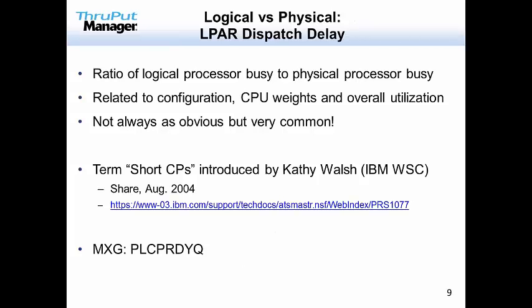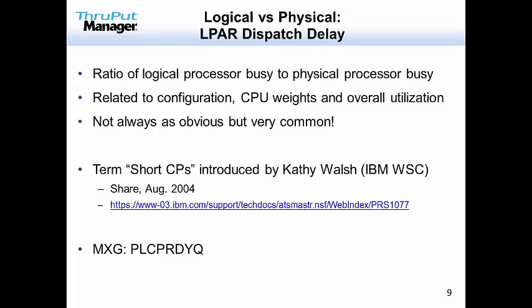So let's look now at logical versus physical. It's something called LPAR dispatch delay. We see this in Z-series machines. This is probably the most common delay that I'm finding these days, and we look at an awful lot of RMF data from sites small and large all over the world, and really seeing this a lot.